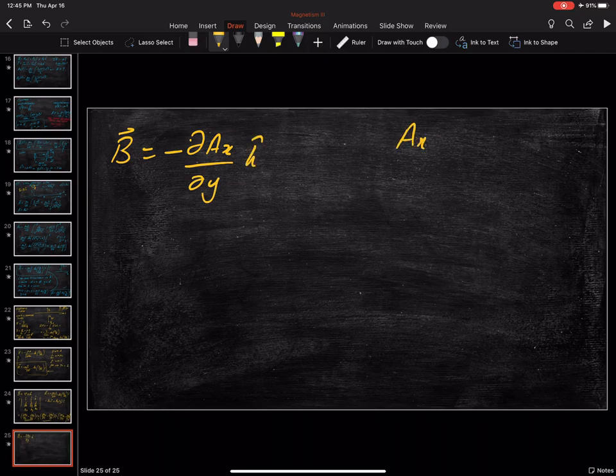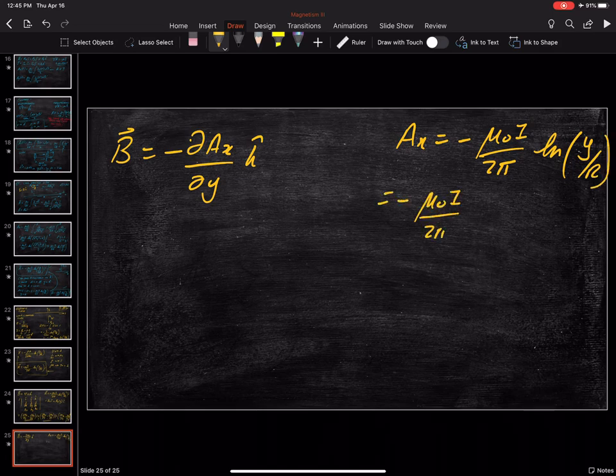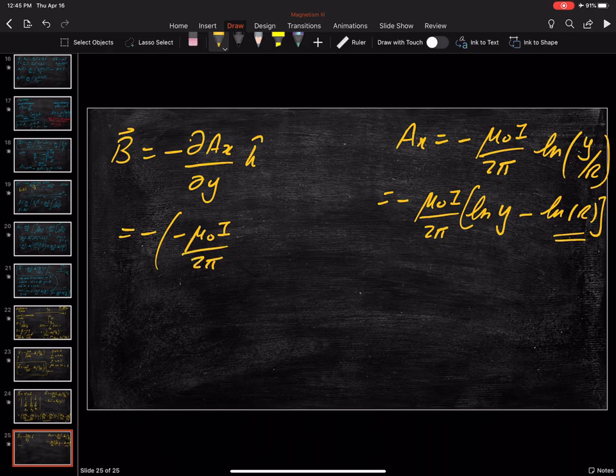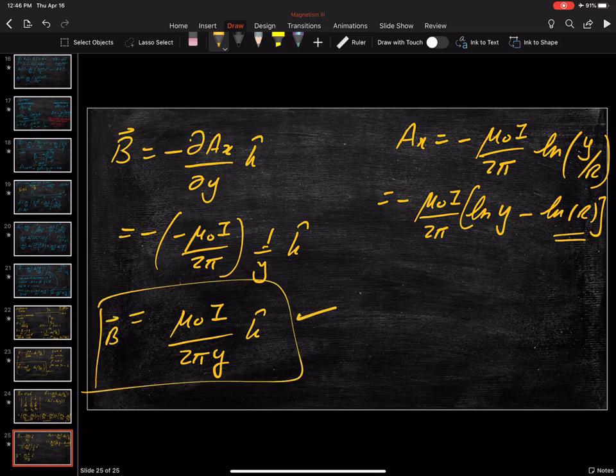And again, my A x was equal to minus mu naught I over 2 pi natural log of y over r, which is the same thing as minus mu naught I over 2 pi natural log of y minus natural log of r. And this is why the r doesn't make any difference. When I take a derivative, this is just a constant. And so the derivative of this gives me minus mu naught I over 2 pi. The derivative of natural log is 1 over y, k hat. And so this just becomes mu naught I over 2 pi y k hat. And that's the correct thing.